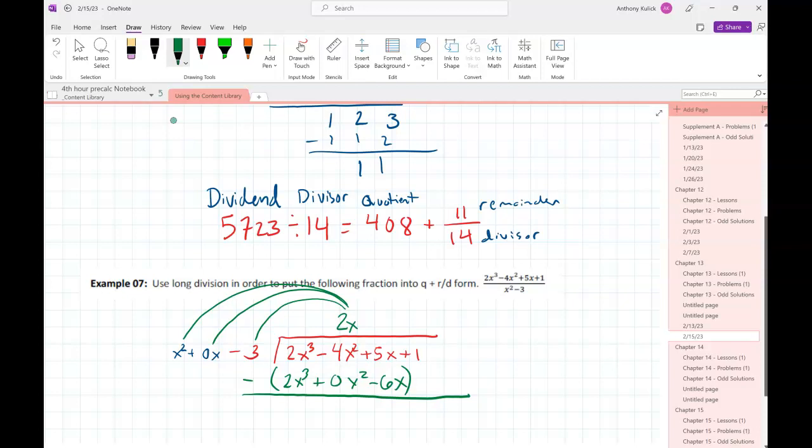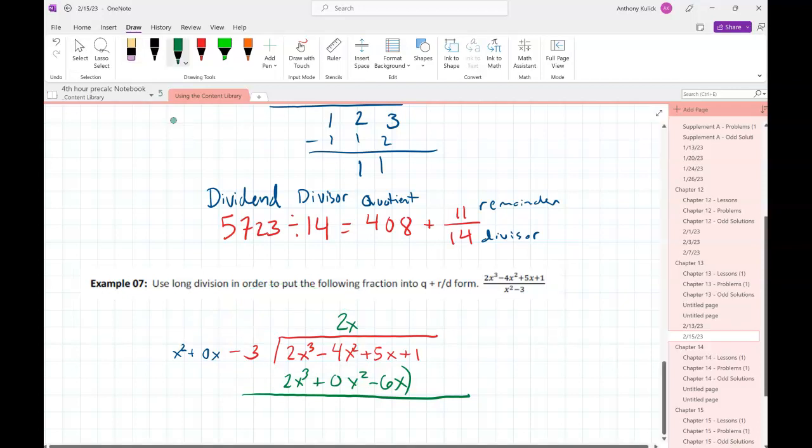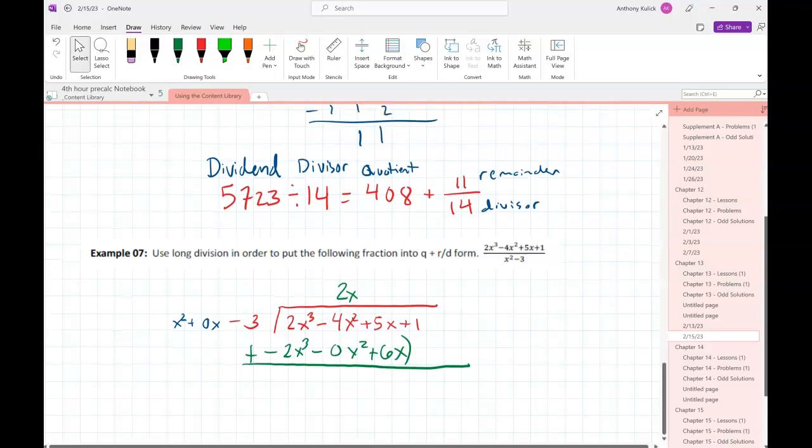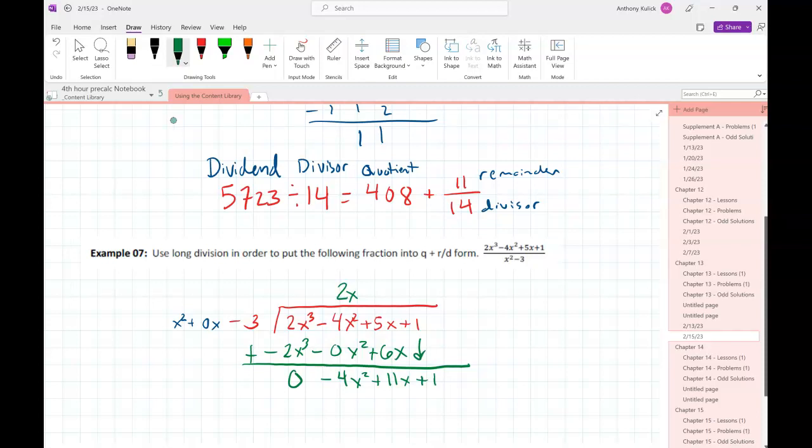The number one place where I see students make mistakes in this process is screwing up the subtraction. My suggestion to you is turn this into addition of a negative. How do I do that? I distribute the negative through. And now I can just add straight down. I don't have to worry about anything else. Everybody's cool?